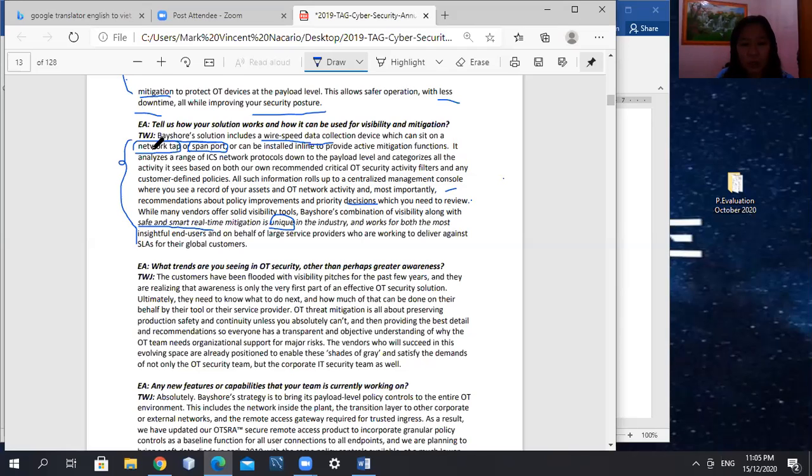So maybe Bayshore is one of the companies that really has a safe strategy and solution about having visibility and mitigation.